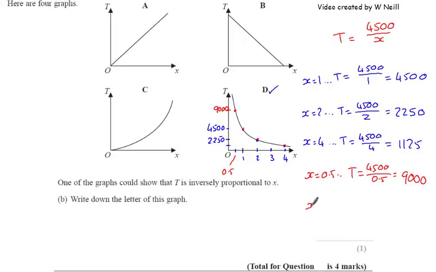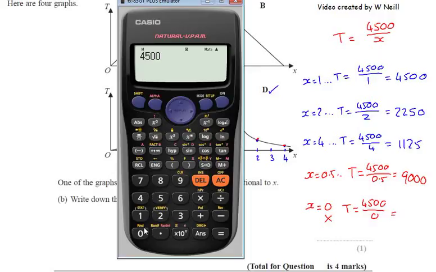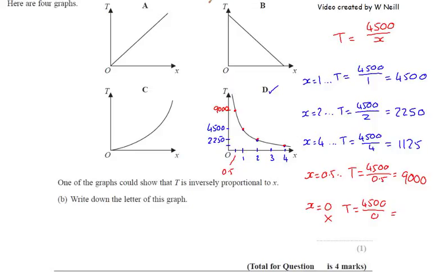There are other things that we should spot, and that is that x can never be 0. That can never happen because you can't divide by 0. If I was to try and do 4,500 divided by 0, you would get a maths error. So the graph can never hit 0, and that's why it's kind of going flat at these points.